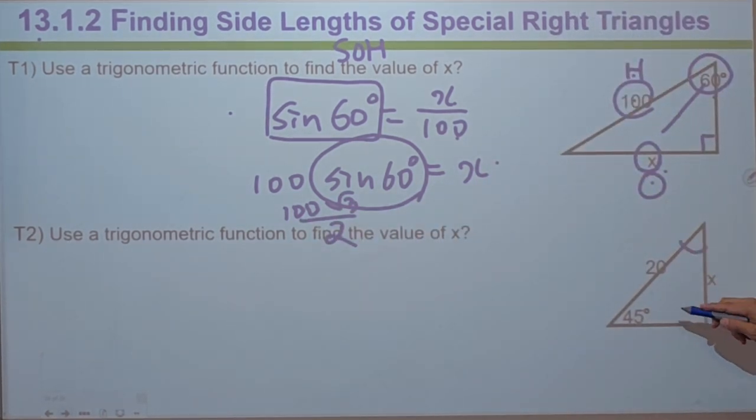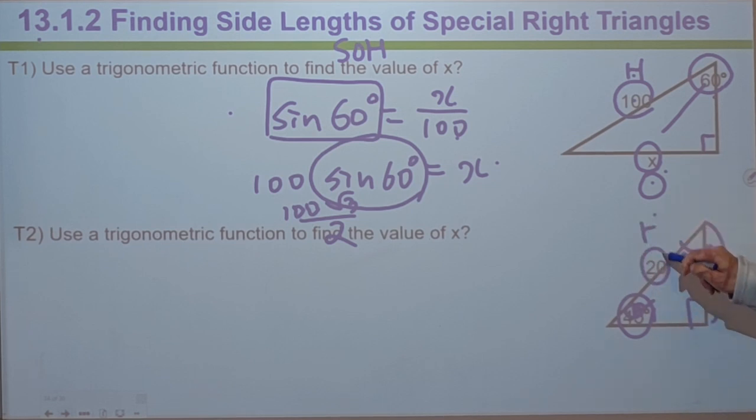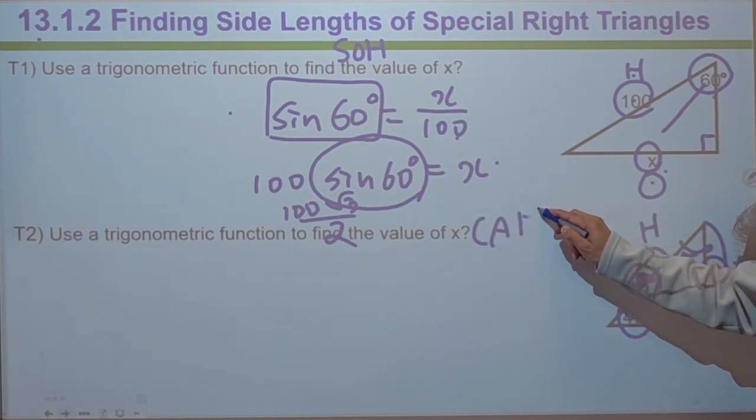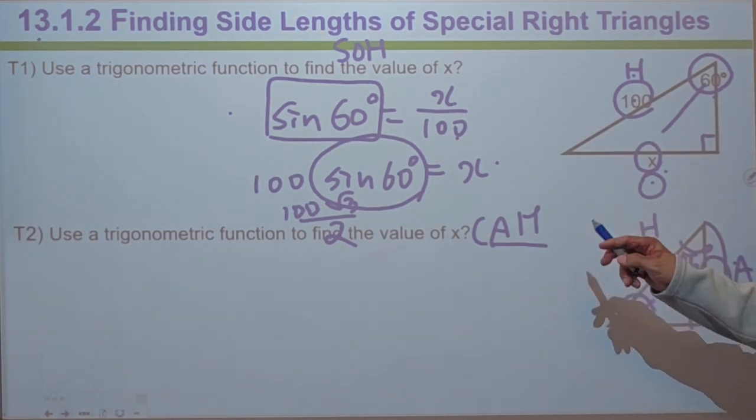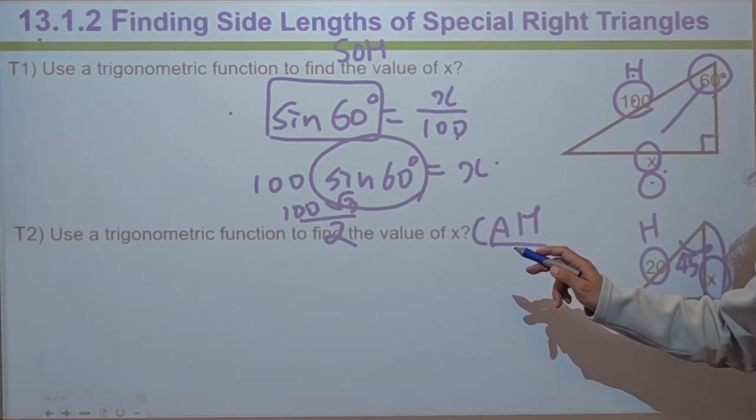In this triangle, let's use this 45 angle this time. So this is a 45, then this is now what? Adjacent, right? And this is the hypotenuse, right? Adjacent, hypotenuse, then what? CAH, right? All the time when you see a right triangle, you might need to use sine, cosine, tangent.